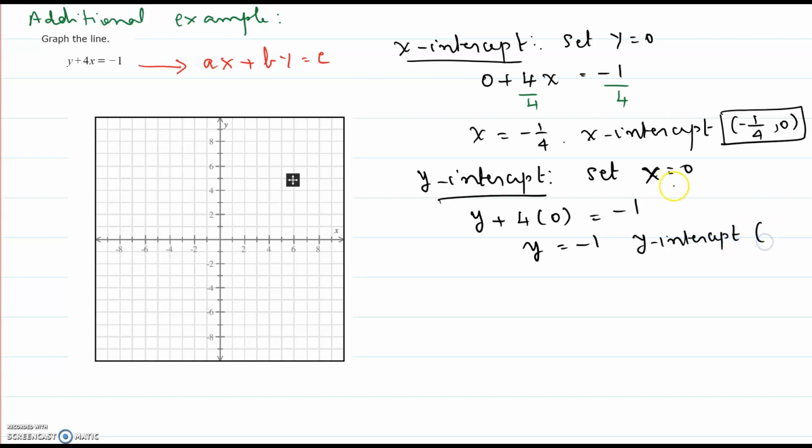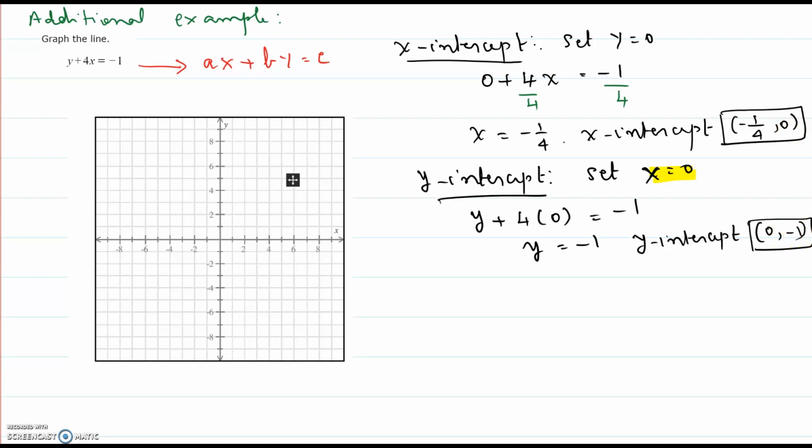Always the x-coordinate first, which is 0 here. So you notice x equal to 0. The y-coordinate is -1. So that is the y-intercept. So the graph crosses the x-axis at (-1/4, 0) and the y-axis at (0, -1).